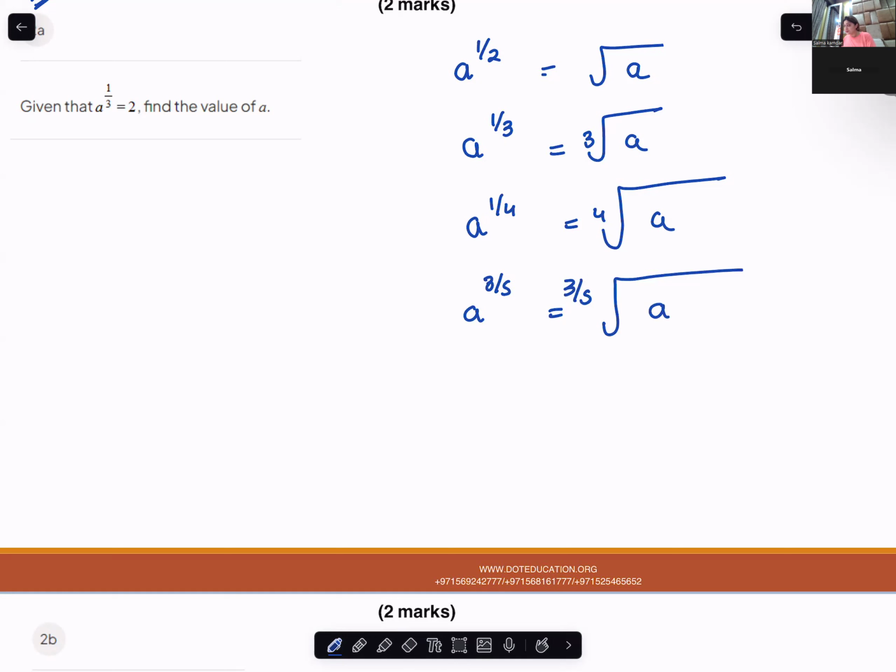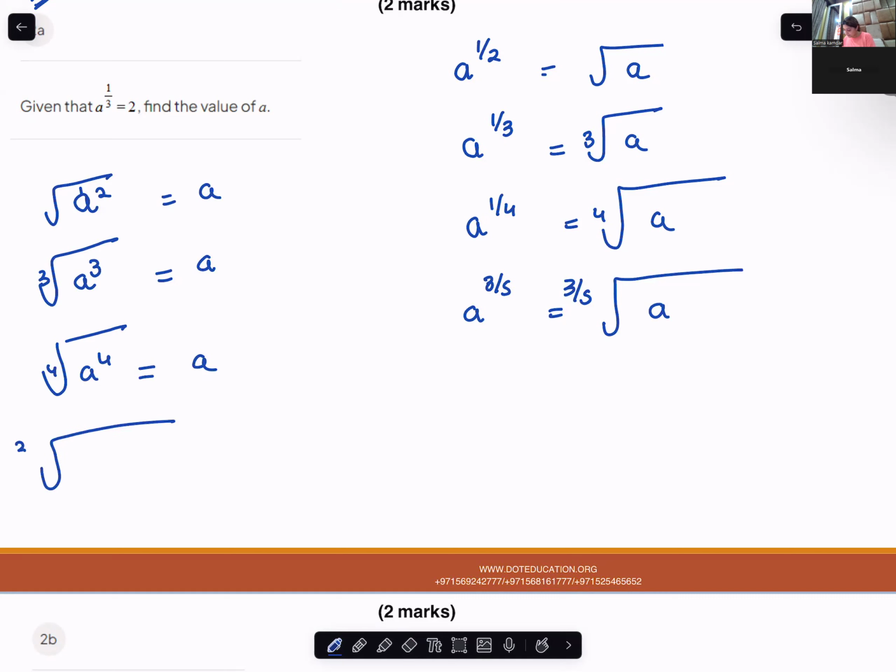Let's do another thing that you should know conceptually. Another thing that I want you to know is that root of a squared is a. Cube root of a cubed is also a. Fourth root of a to the 4 is also a. The 3/5 root of a raised to 3 by 5 is also a. So this and this get cut. You should know this part.